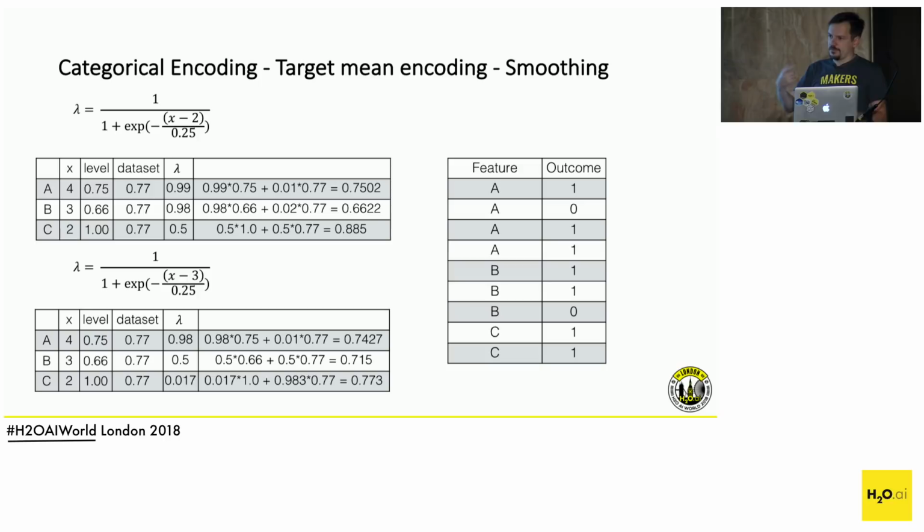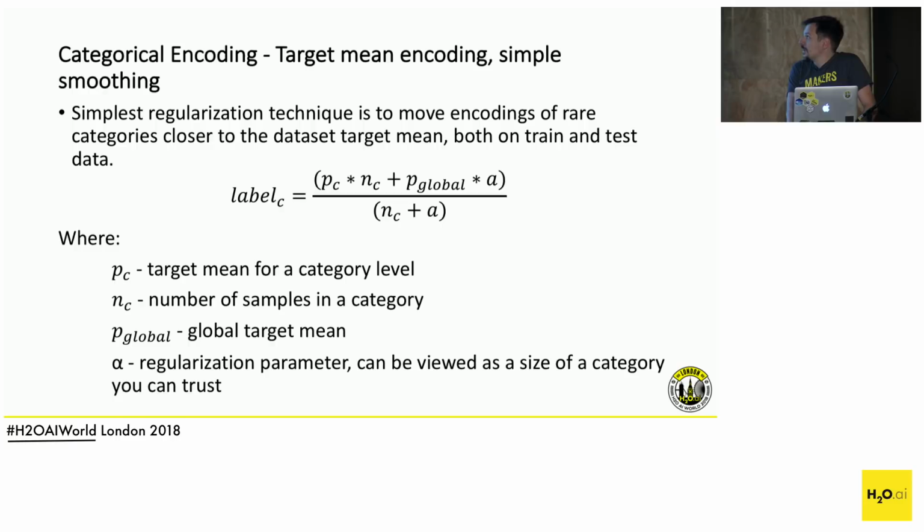So that's what I meant: if you have few data points, you're trying to push this estimation closer to the data set mean. It might still not be enough. In that case, what else can you do? If it's too complex, there is an additional approach for mean encoding.